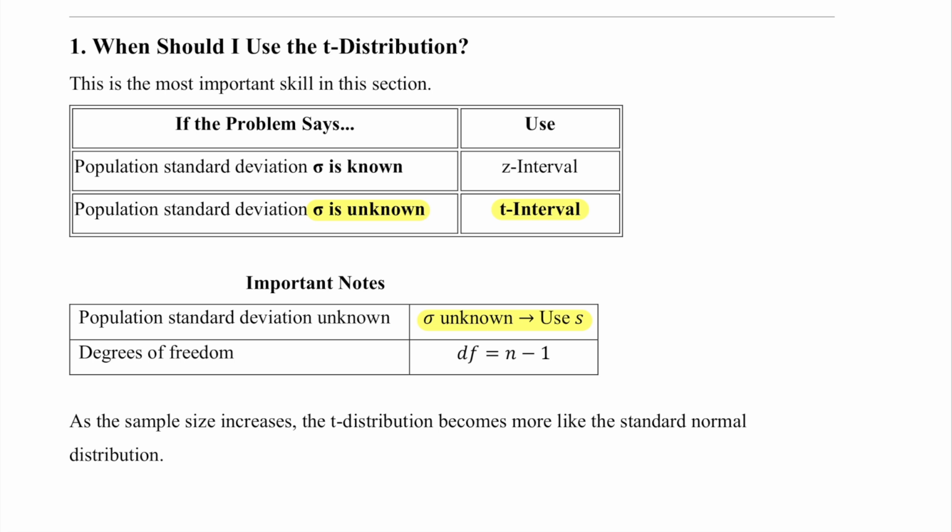Whenever we use the student's t-distribution, we need the degrees of freedom. The formula is simple. The degrees of freedom is equal to n minus 1, where n is the sample size. For example, if the sample size is 20, then the degrees of freedom is 19. And as the sample size increases, the t-distribution becomes more like the standard normal distribution.